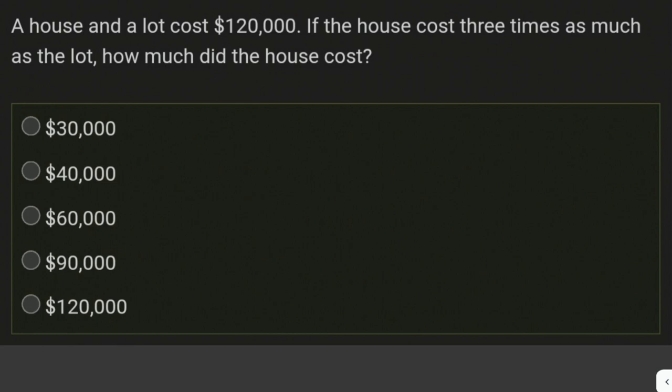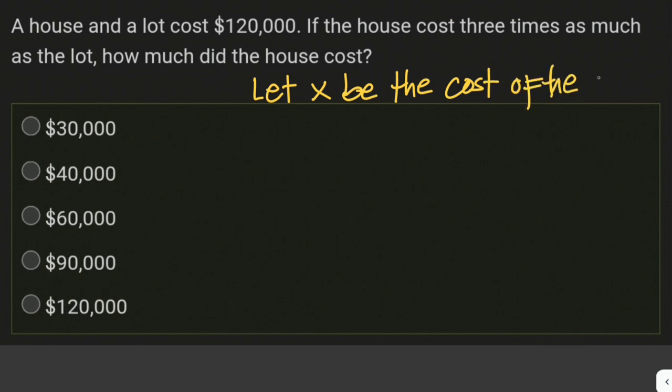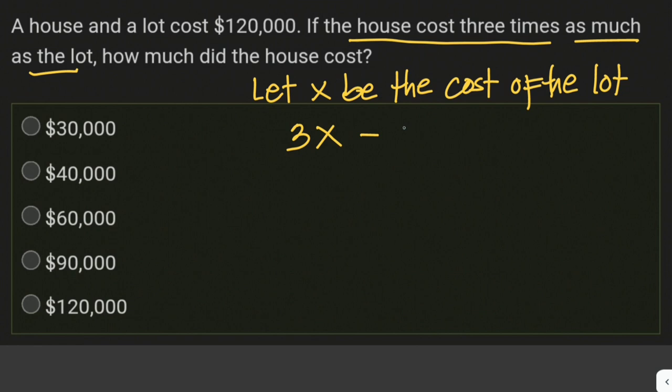So to solve this problem, we have two unknowns. We don't know the cost of the house as well as that of the lot. So we can let x be the cost of the lot. And then it says, if the house costs 3 times as much as the lot, that means the cost of the house is 3 times x.